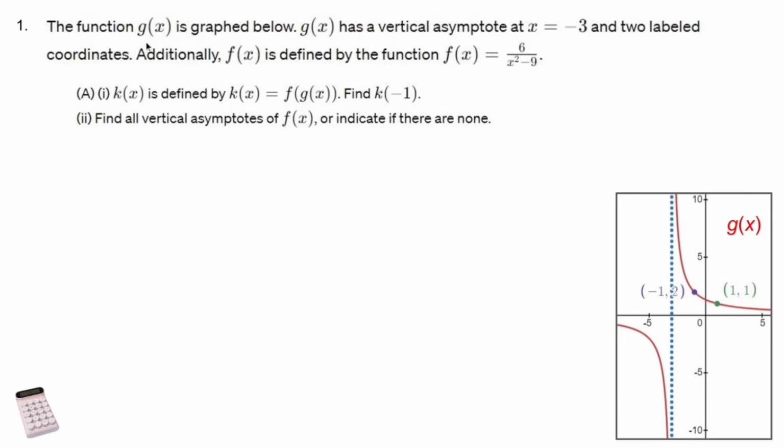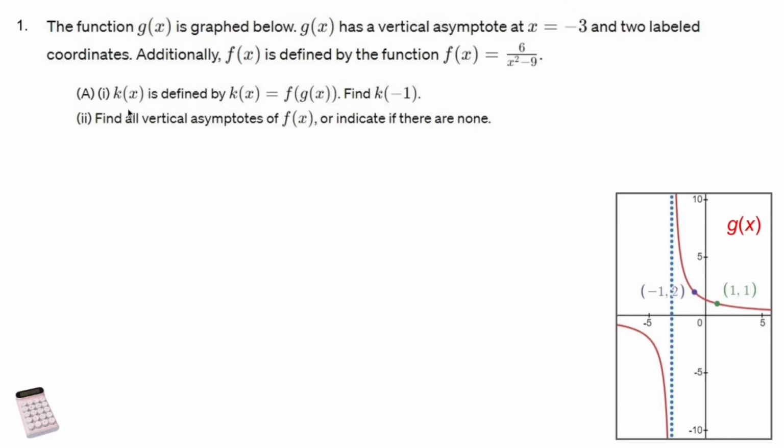So the function g is graphed below. Looks like we got ourselves a nice little asymptote. g of x has a vertical asymptote at x equals -3. I can see it. And 2 labeled coordinates, (-1, 2) and (1, 1). Additionally, f of x is defined by the function f of x equals 6 over x squared minus 9. So we got 2 different things going on. We have g of x, which looks like this, and f of x, which looks like that. Lock that in.